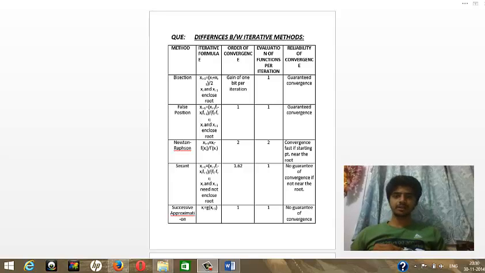First one is bisection method. Second one is false position method. Third one is Newton-Raphson's. Fourth one is secant, and the last one is successive approximation method.